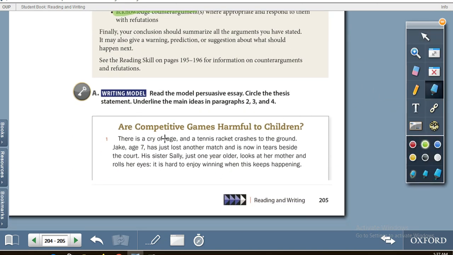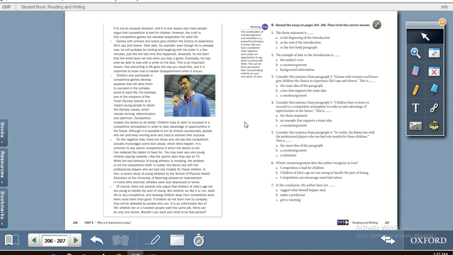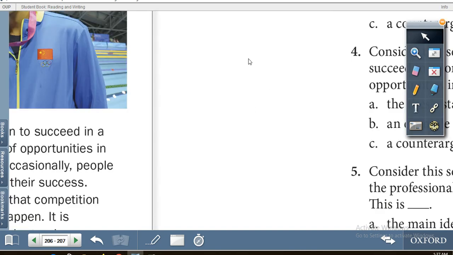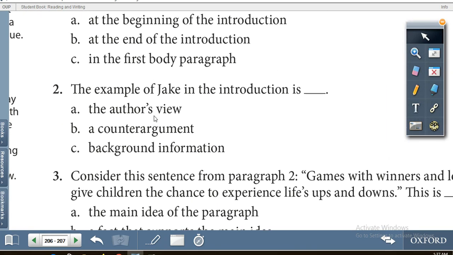So let's move to the essay or article, "Are competitive games harmful for children?" This is an article, and we don't know who wrote it. So let's move to the activity, what is required from the activity. Then we will move to the essay to read.